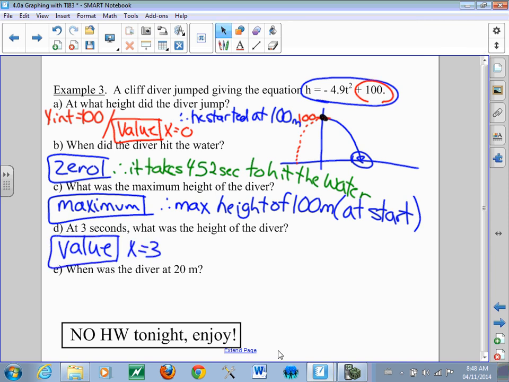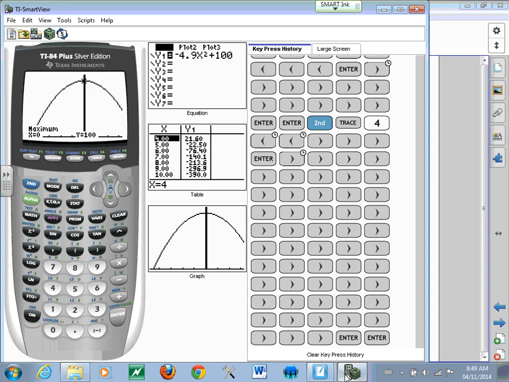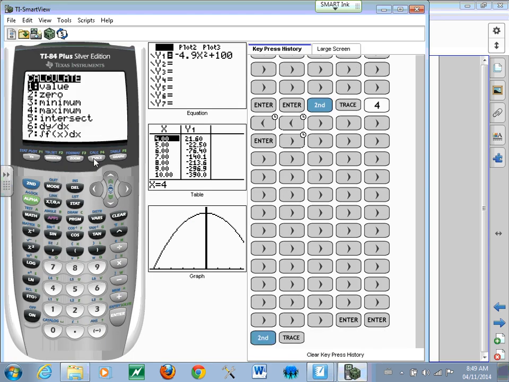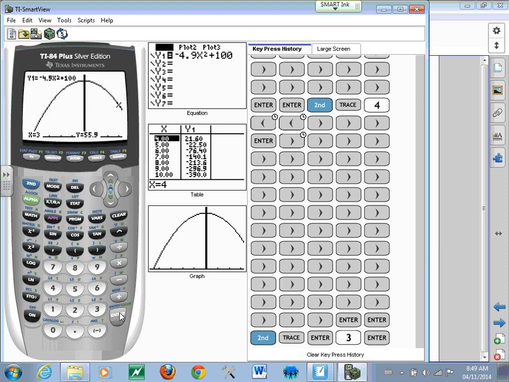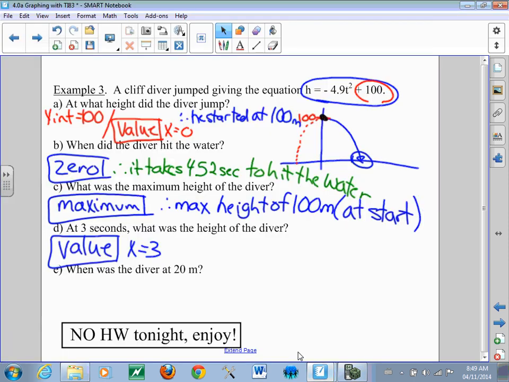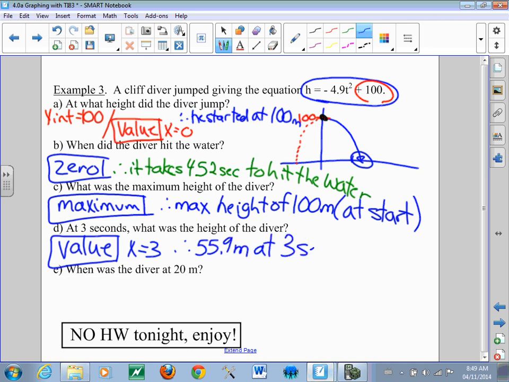So let's go do that. We're almost done here, folks. Okay, I've got good news at the end here, so let's get through this. Okay, so second, trace, value, 3. And it says we are at 55.9 meters. Okay, so we are therefore 55.9 meters at 3 seconds.